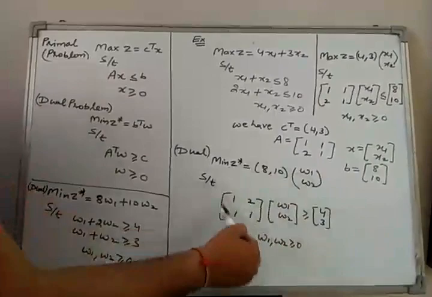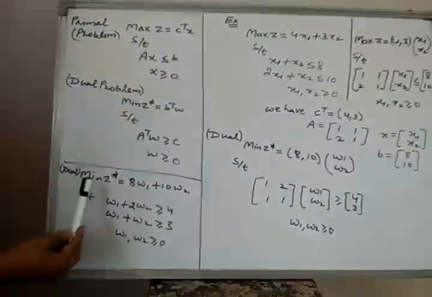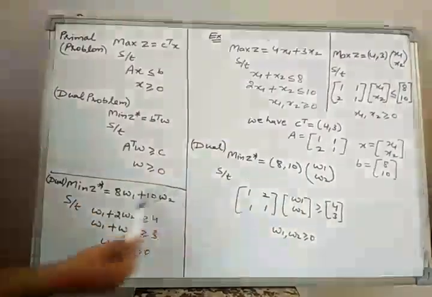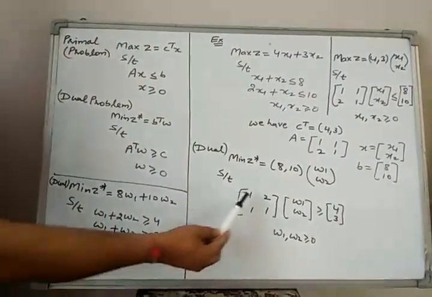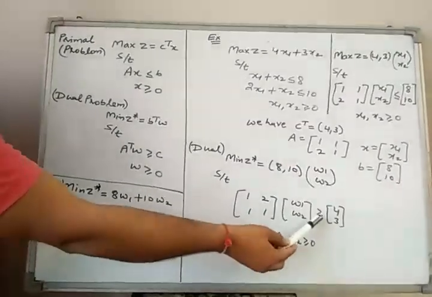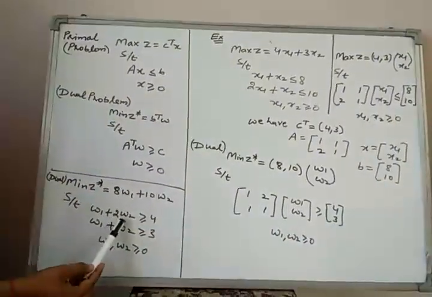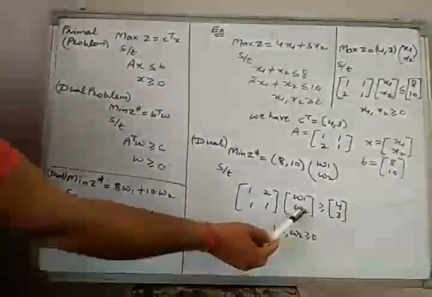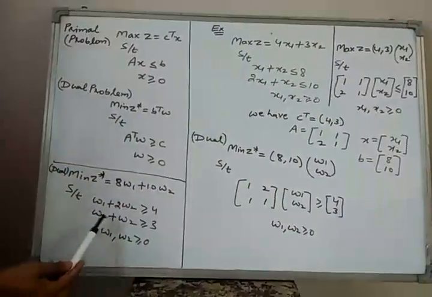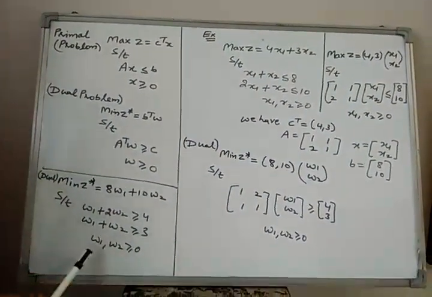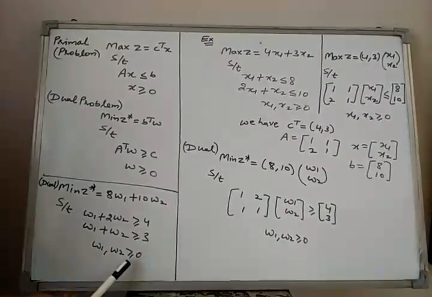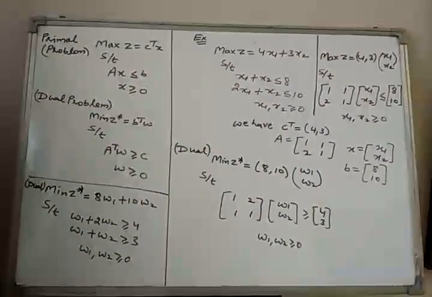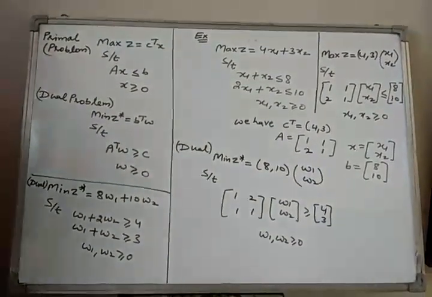After solving, the dual becomes: minimize the objective function 8w1 plus 10w2, subject to w1 plus 2w2 greater than or equal to 4, w1 plus w2 greater than or equal to 3, and w1, w2 both non-negative. This is how we make the dual of a primal problem. We can also make the dual of a primal problem directly.